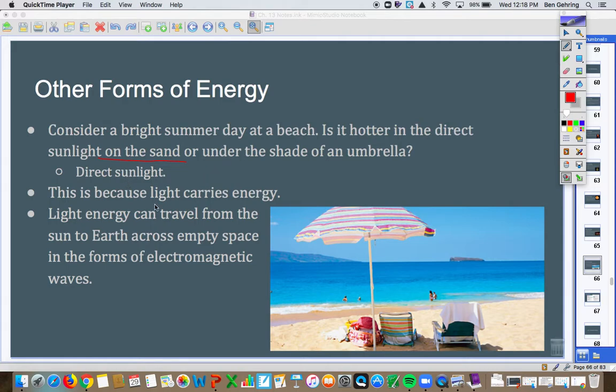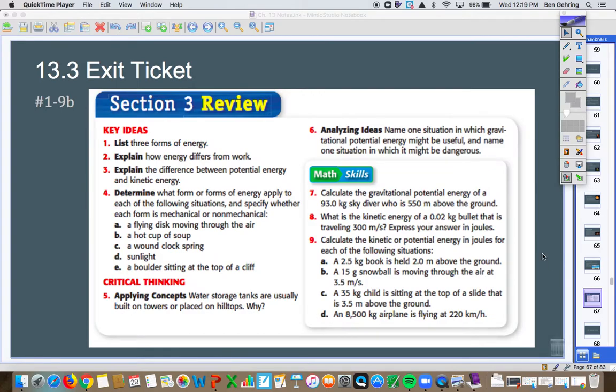That is because light carries energy. The light that hits Earth from the sun across empty space actually carries energy with it. Some of that fusion that the sun is doing is being transferred into light, which then creates heat. Those travel in the form of electromagnetic waves, which we'll talk about shortly in the next couple units. But that is our discussion on mechanical energy.